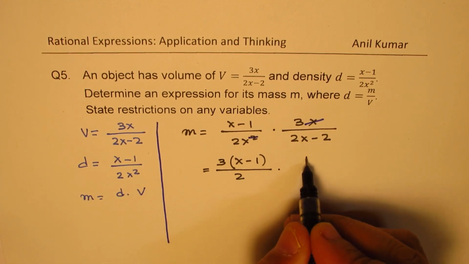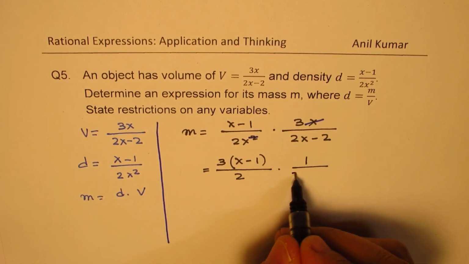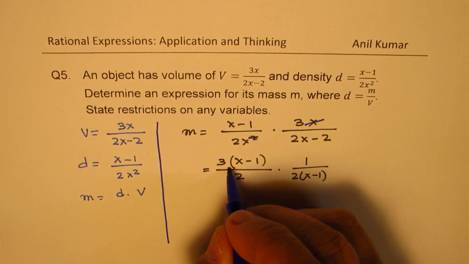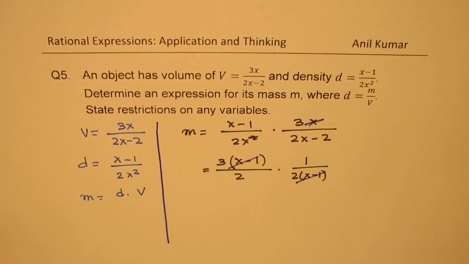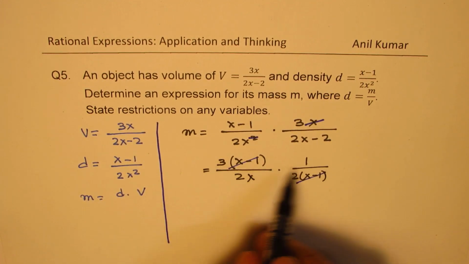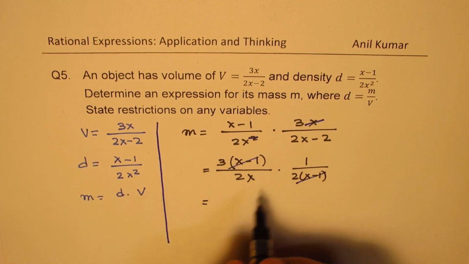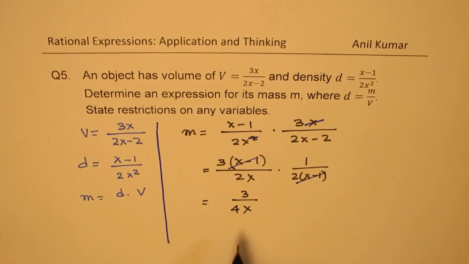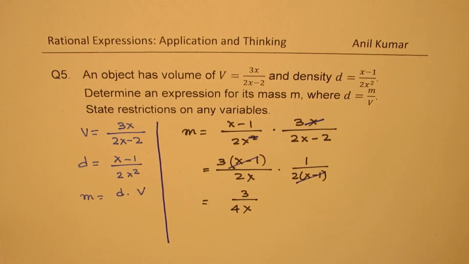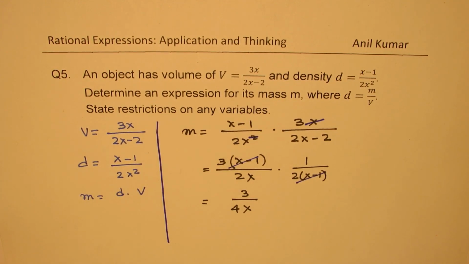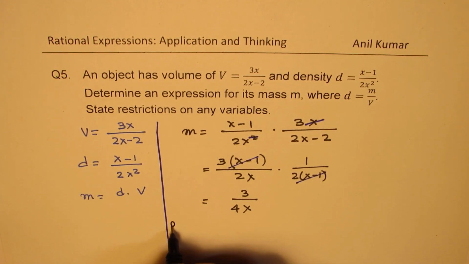Let's simplify this. We have 2 common here, so we get x minus 1. So now we can cancel x minus 1 also. There was 2x here, right? So once you do that, you get this as 3 over 4x, right? So that becomes the mass in this particular case. Now as far as restrictions are concerned, let's concentrate on restrictions now.